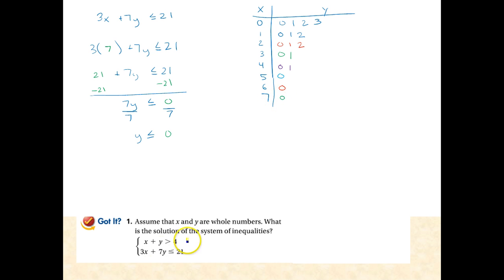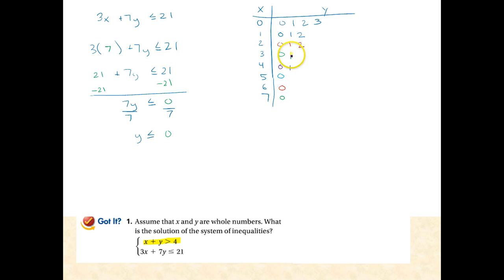Now, we need to highlight the ordered pairs that satisfy this inequality, x plus y is greater than 4. So, 0 plus 3, is that greater than 4? No. None of these are going to be greater than 4. 1 plus 2, no, that's not going to work. Nothing here when you add x plus y is going to be greater than 4. How about 2 plus 2? It equals 4, but it's not greater than 4. This is strictly greater than 4, so I can't get anything there.